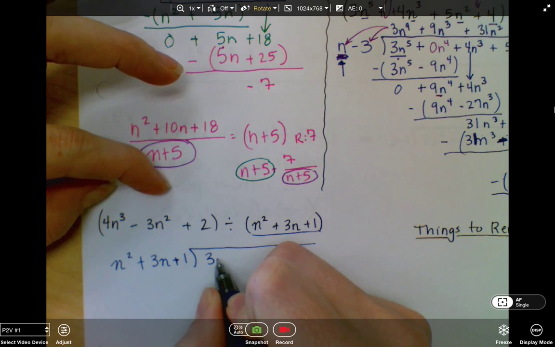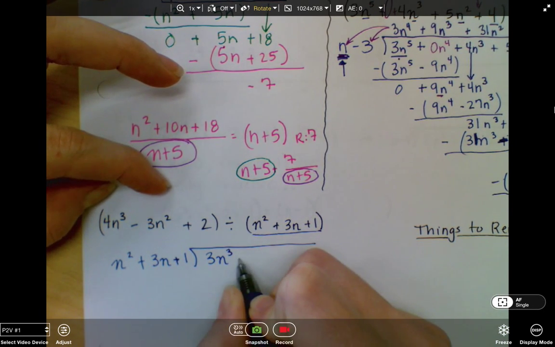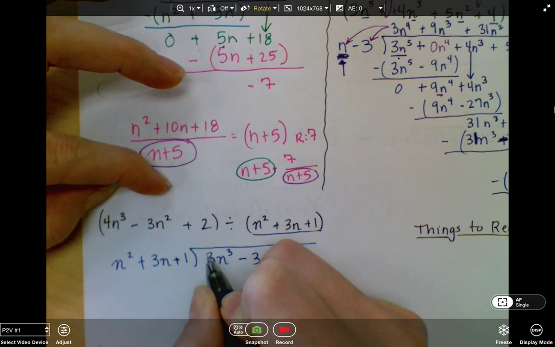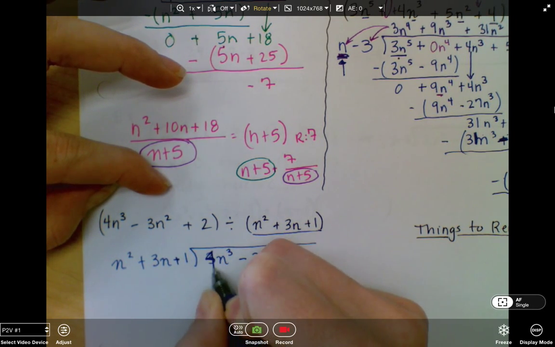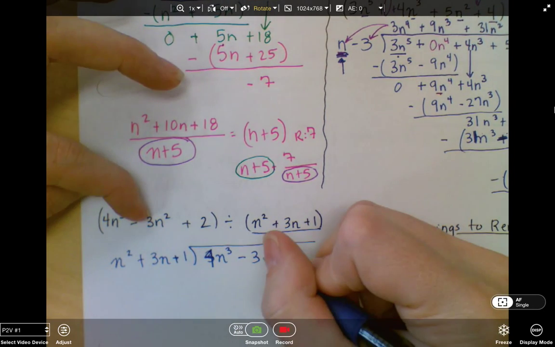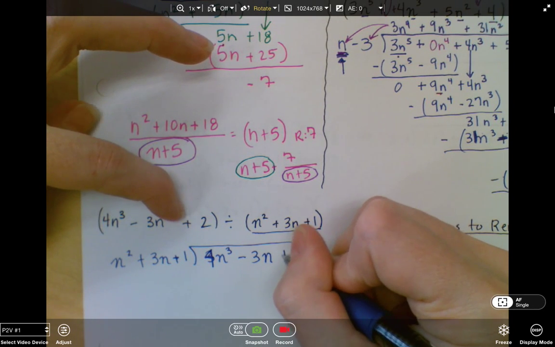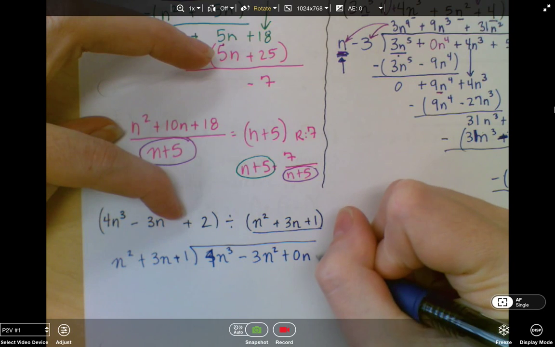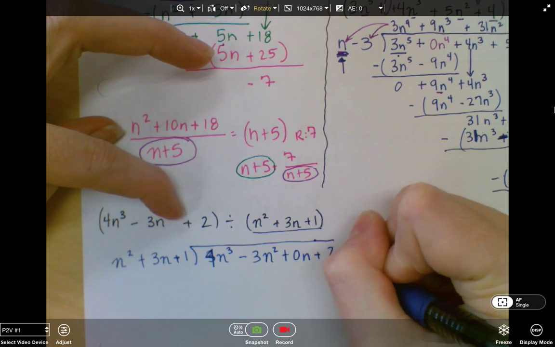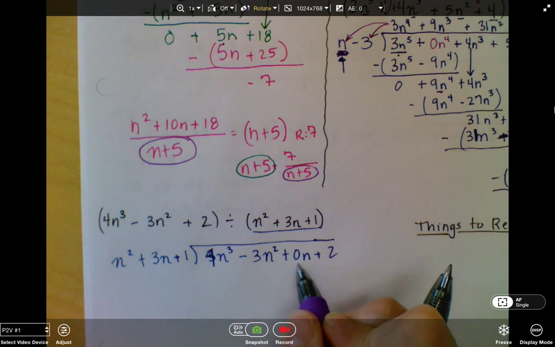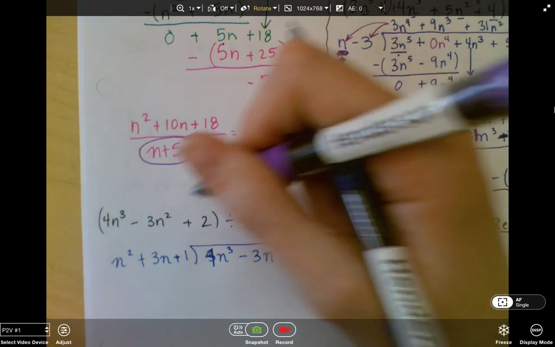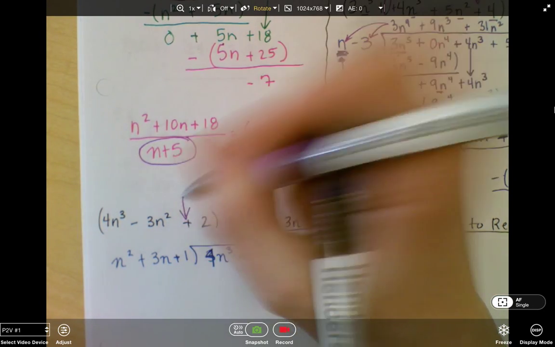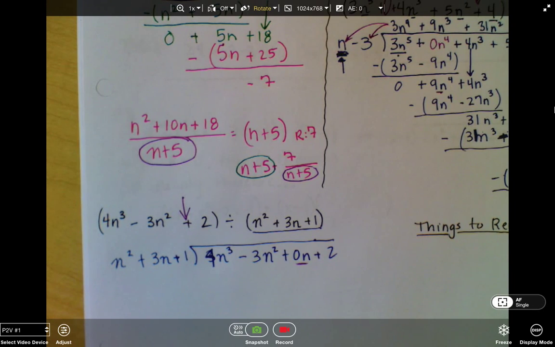The dividend on the inside. Oops, that's supposed to be a 4. I copied it down wrong. 4 minus 3n plus 0n plus 2. You might say, well, where'd this term come from? Same thing as over here. It was invisible. It was hiding right there. Don't forget those zeros.